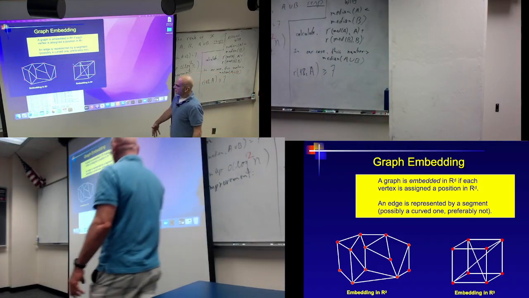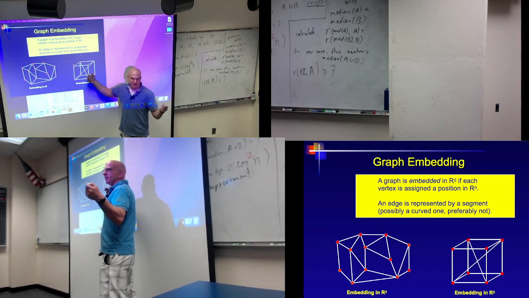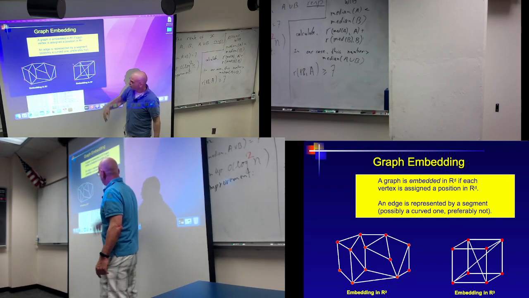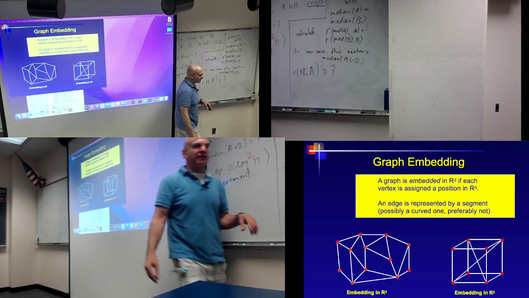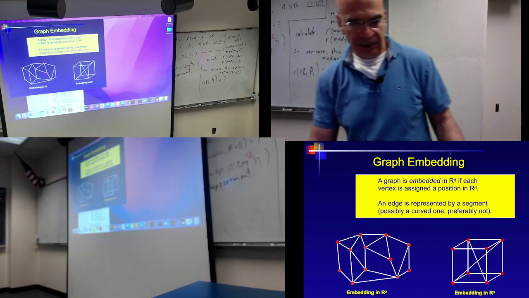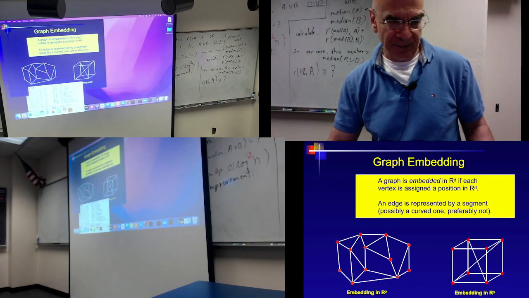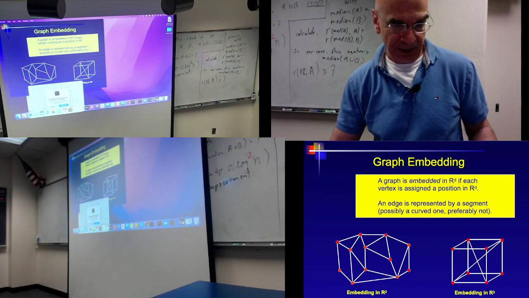Okay. So the graph is an abstract thing, vertices and edges. I need to draw it somehow, either in 2 dimensions or 3 dimensions, and for the same graph, there could be plenty of different embeddings.